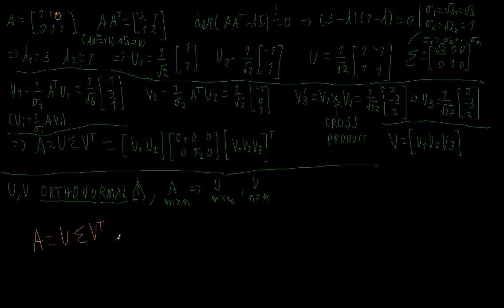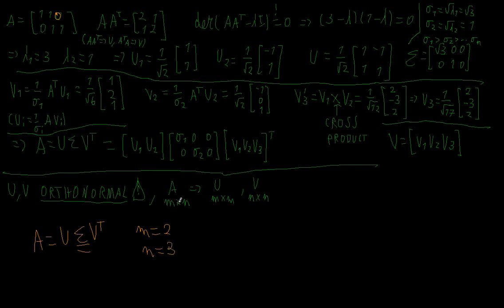So they contain vectors that are orthogonal to each other, and all vectors are of length 1. So they are normalized. And sigma contains the singular values. So I have a 2 by 3 matrix. So m is equal to 2. m is the number of rows, and n is equal to 3 because I have 3 columns.